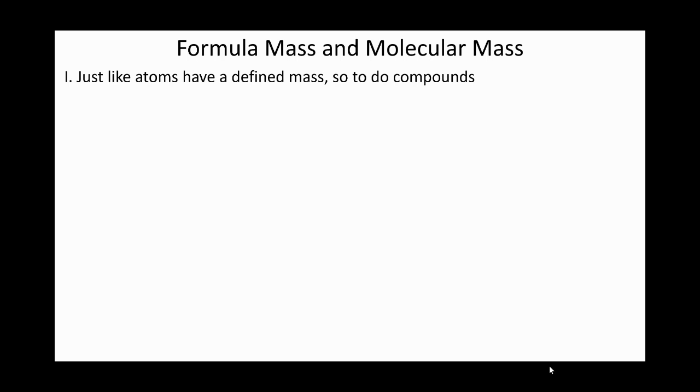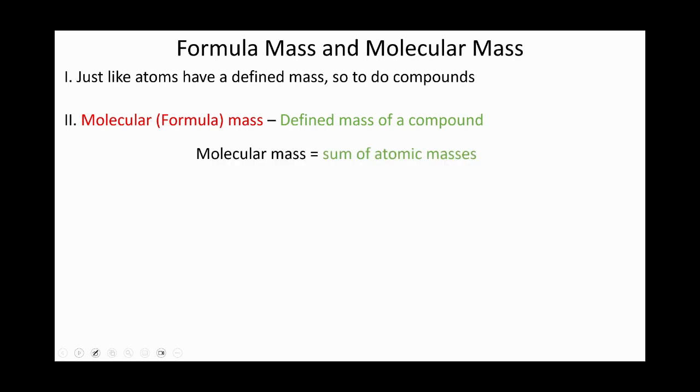Now that we can name both our ionic and covalent compounds, we can think about how we can weigh them out. Much like individual atoms having their defined mass that we can find on the periodic table, we can do the same thing for the mass of our compounds. The term we use for the mass of our compounds is the formula or molecular mass, and it is simply defined as the defined mass of a compound.